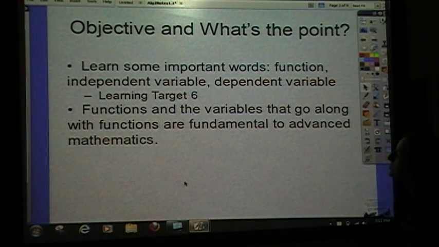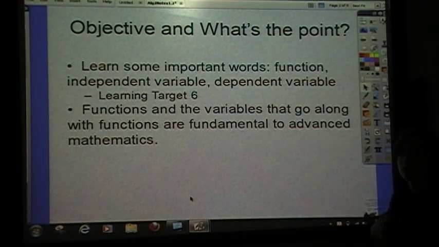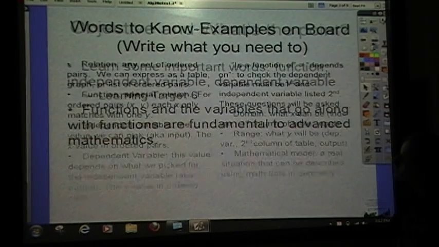And the reason we do this is that functions and the variables that go along with functions are fundamental to advanced mathematics. It's kind of a cop-out answer today, to be honest. Although everything you learn from here on out is going to be based on functions. Basically, math is the study of relationships between numbers, and the ones we know the most about are functions, okay? And so that's basically what we study. All right, let's go on.